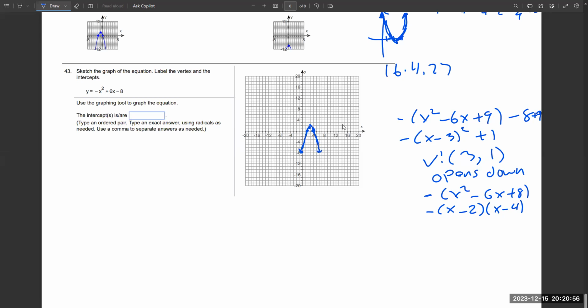And there we go. There's my sketch, and the intercepts are at 2, 0, 4, 0, and 0, negative 8.